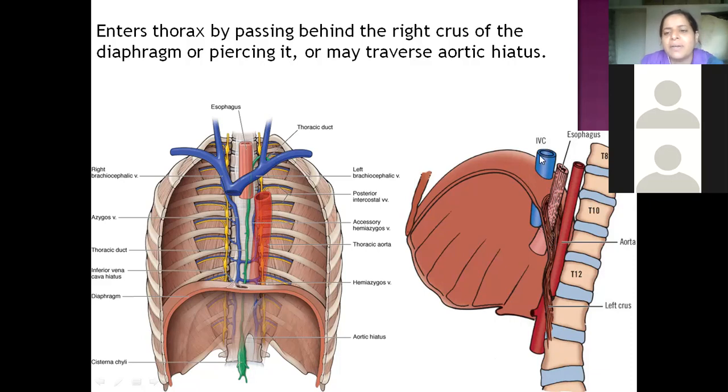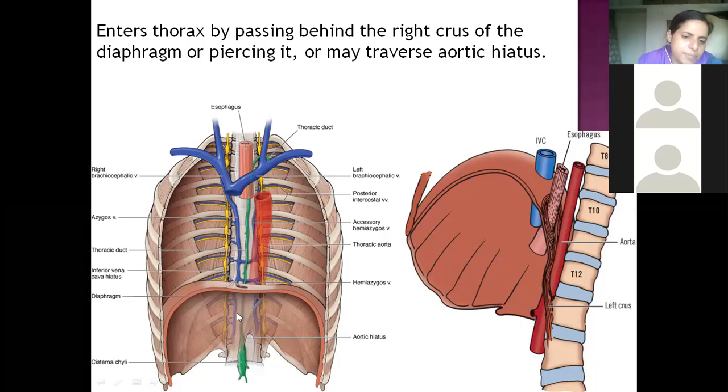One opening is for the inferior vena cava, the other opening is for the esophagus, and the third opening is for the aorta, isn't it? The inferior vena caval opening is at the level of the 8th thoracic vertebra. Then the esophageal opening is at the level of the 10th thoracic vertebra. The aortic opening is at the level of the 12th thoracic vertebra. I-O-A, 8, 10, 12, isn't it? So I'm repeating every point all the time so that it will be a revision for you.